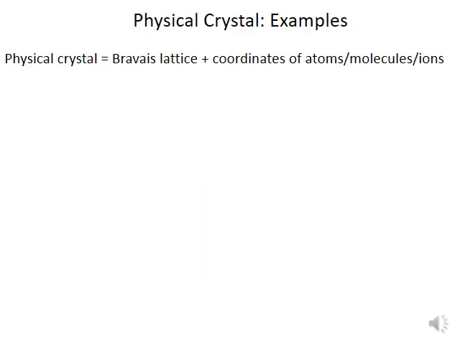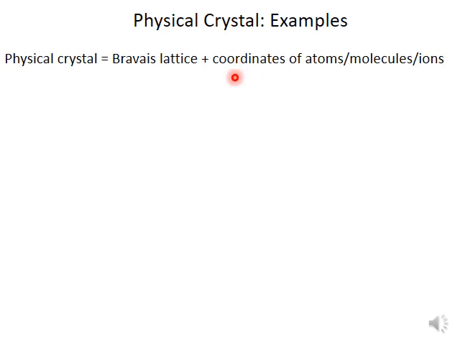So let's have a look at a few examples of physical crystals found in nature. To describe a physical crystal, you need two things: a Bravais lattice and the coordinates of atoms, molecules, or ions with respect to the Bravais lattice points.